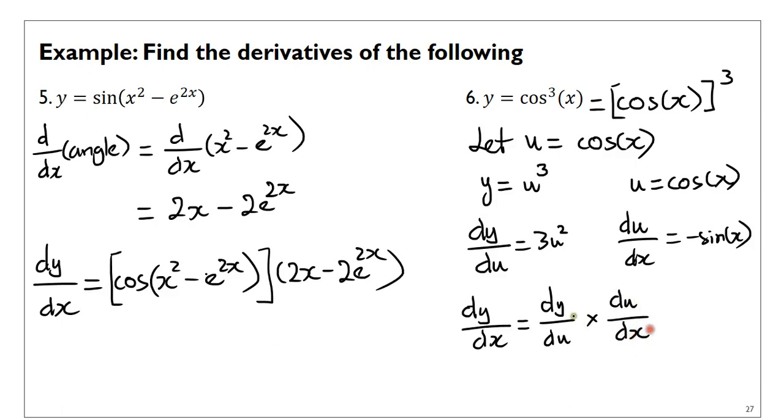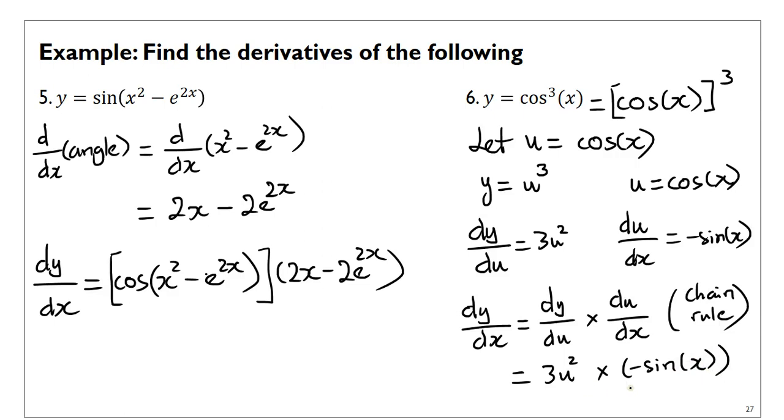So dy/dx, this is just straight up chain rule, is dy/du times du/dx. And so dy/du is 3u squared, du/dx is negative sin x. And the last thing that you have to do, sometimes people forget, is you have to replace u for an expression of x, because your final answer should only have x in it. So I'm going to rewrite this because we know that u is cos x. So I'm just going to write it as 3 cos squared of x. And then let's put the negative at the front, and then there's a sin x here. So this is the derivative of this expression.